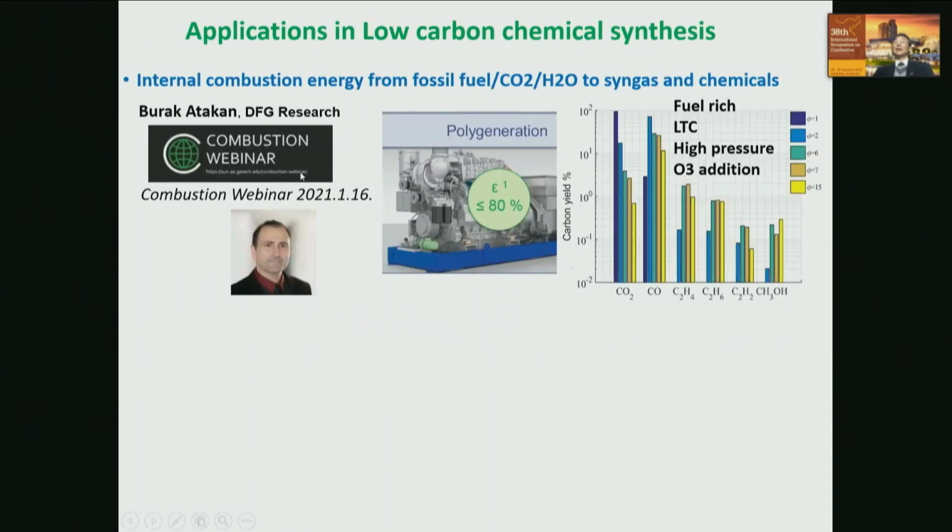And recently in Germany, Professor Burak Atakan showed that you can use an internal combustion engine to make new chemicals. This figure shows that with fuel rich conditions and ozone addition, you can convert hydrocarbons or methane into alcohol. So this fuel rich condition is clearly low temperature combustion assisted fuel conversion. Therefore low temperature chemistry can play a role in polygeneration.